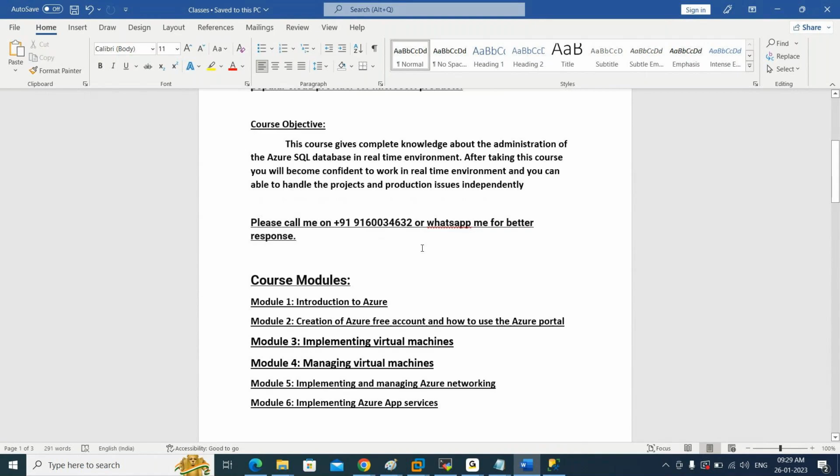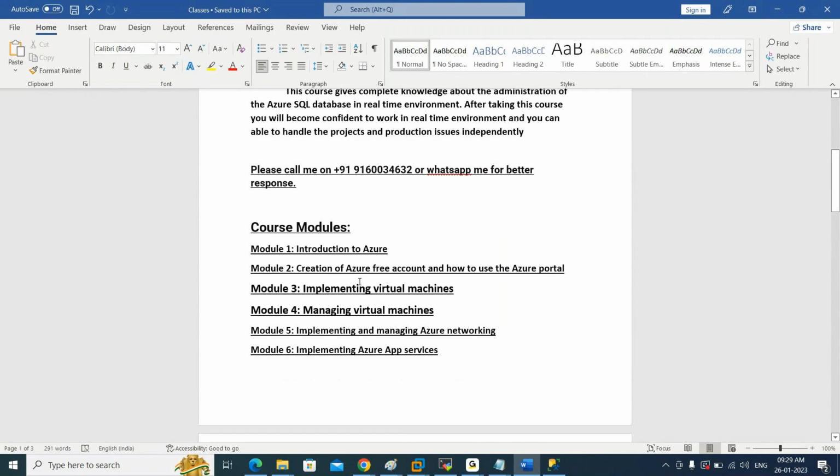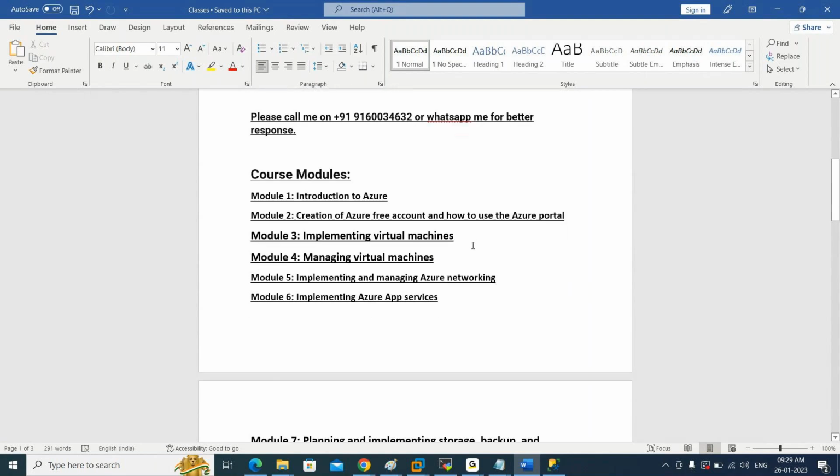So the first module talks about Azure, what is the need of cloud technologies, why we need to adapt to Azure Cloud as a SQL DBA, how we create a free account, and how to manage billing at lower cost, though we practice the entire month. Then implementing Azure virtual machines is one of the important modules for us.